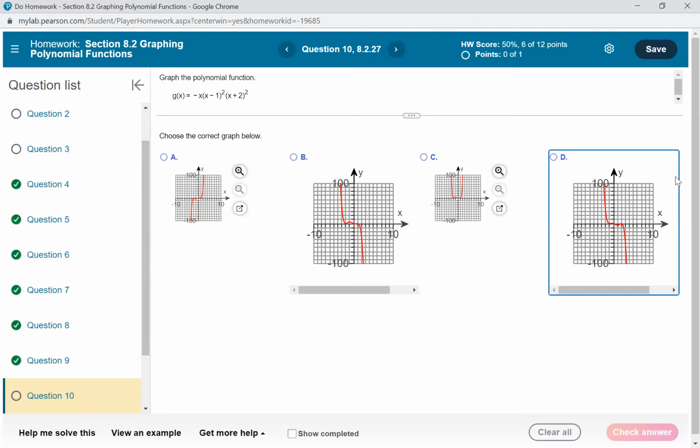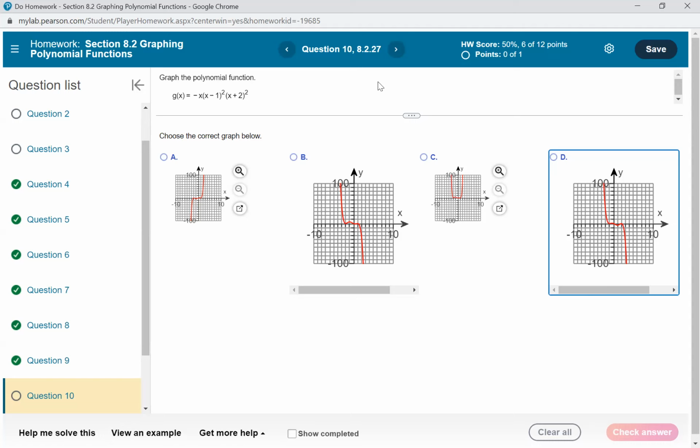If you look at D, they got them backwards. They got it touching at negative 1 and positive 2. But remember, negative 1 is not the 0. The 0 is when you set x minus 1 equal to 0 and you get a positive 1. So D has them backwards. It's using a negative 1 and a positive 2 instead of our negative 2, positive 1.